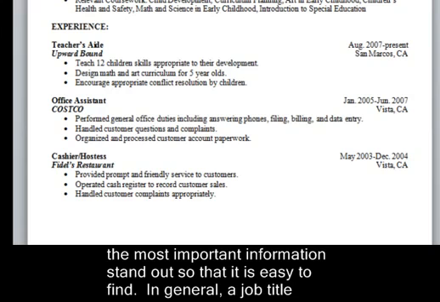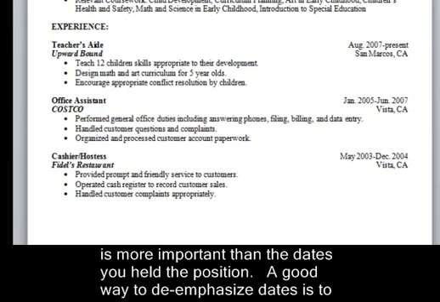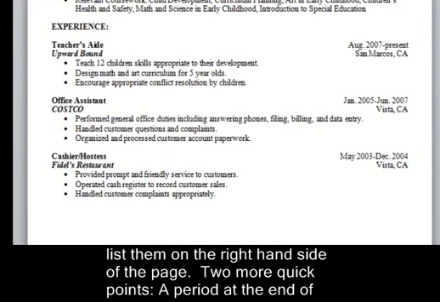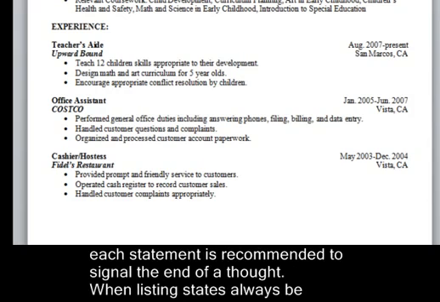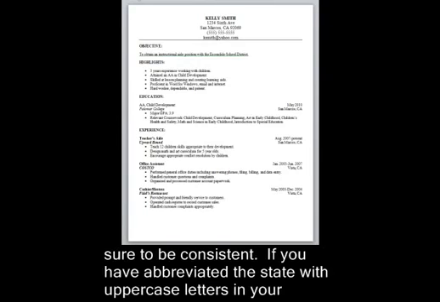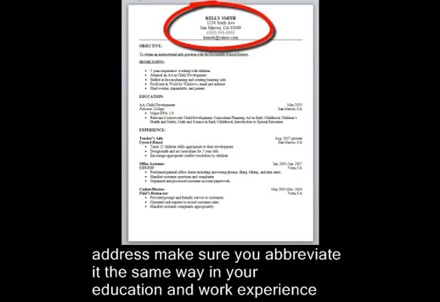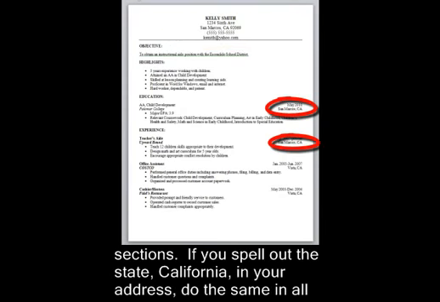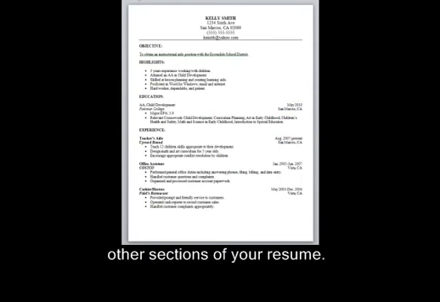In general, a job title is more important than the dates you held the position. A good way to de-emphasize dates is to list them on the right-hand side of the page. Two more quick points. A period at the end of each statement is recommended to signal the end of a thought. When listing states, always be sure to be consistent. If you have abbreviated the state with uppercase letters in your address, make sure you abbreviate it the same way in your education and work experience sections. If you spell out the state California in your address, do the same in all other sections of your resume.